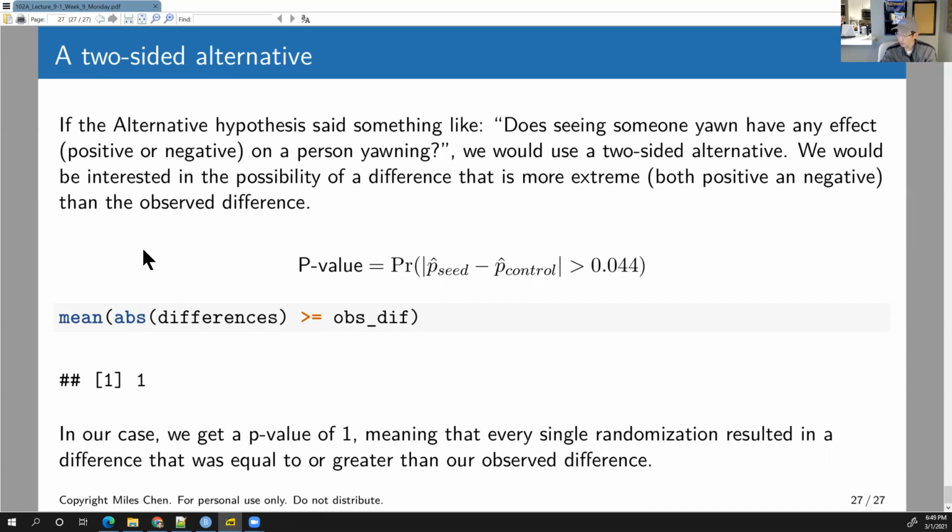All right. Do we have any questions there? No? Okay, so that's it for randomization tests.